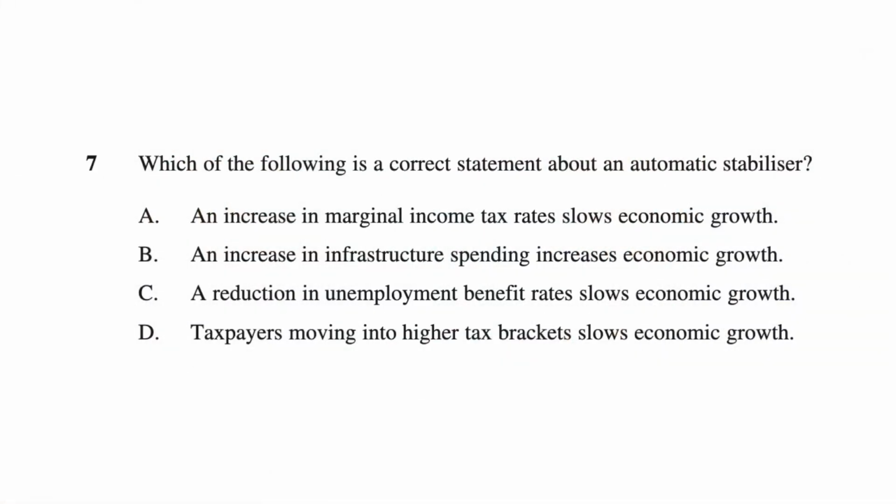I think just to quickly highlight, if we look at it, A, B, and C are actually not automatic stabilizers. Now, the hard part is when you look at them, they're actually correct in their statements, right? And that's why it gets a little confusing, because you look at it: will increase in MRT, the marginal rate of tax, will slow economic growth. But that is a deliberate change in policy. That's a structural change. Equally, an increase in infrastructure spending is a deliberate change, right? A reduction in unemployment benefits, deliberate change. And so we're left with D, which is taxpayers moving into higher tax brackets, slowing economic growth.